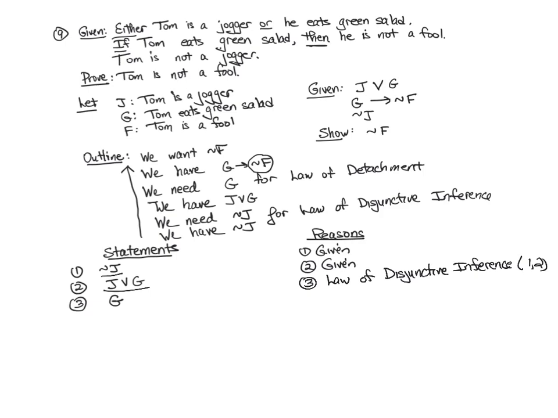Now that we wanted G, we wanted to put that with the conditional if G then not F, which is given. And by the law of detachment, if a conditional is true and its antecedent is true, then the consequent is true. And this is the law of detachment.